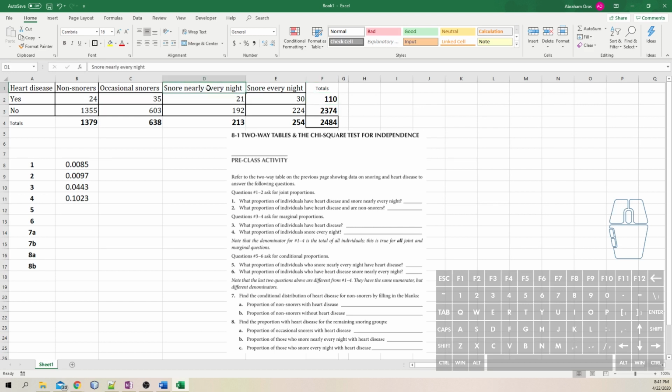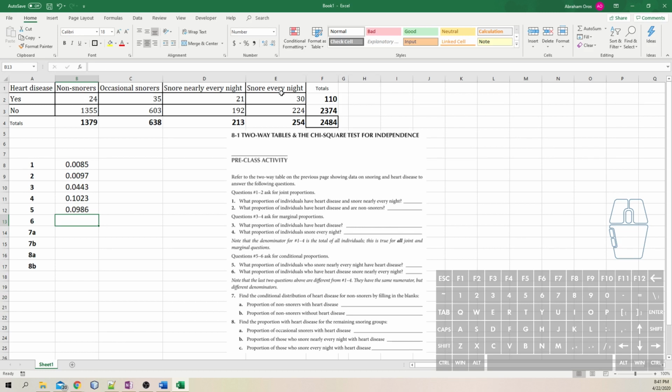So of all the people that snore nearly every night, there's 213 of them. How many of them have heart disease? Well, it's going to be 21 divided by 213. So we take that cell, divided by the total on that column, for 9.86% about. Number 6, what proportion of individuals who have heart disease snore nearly every night?